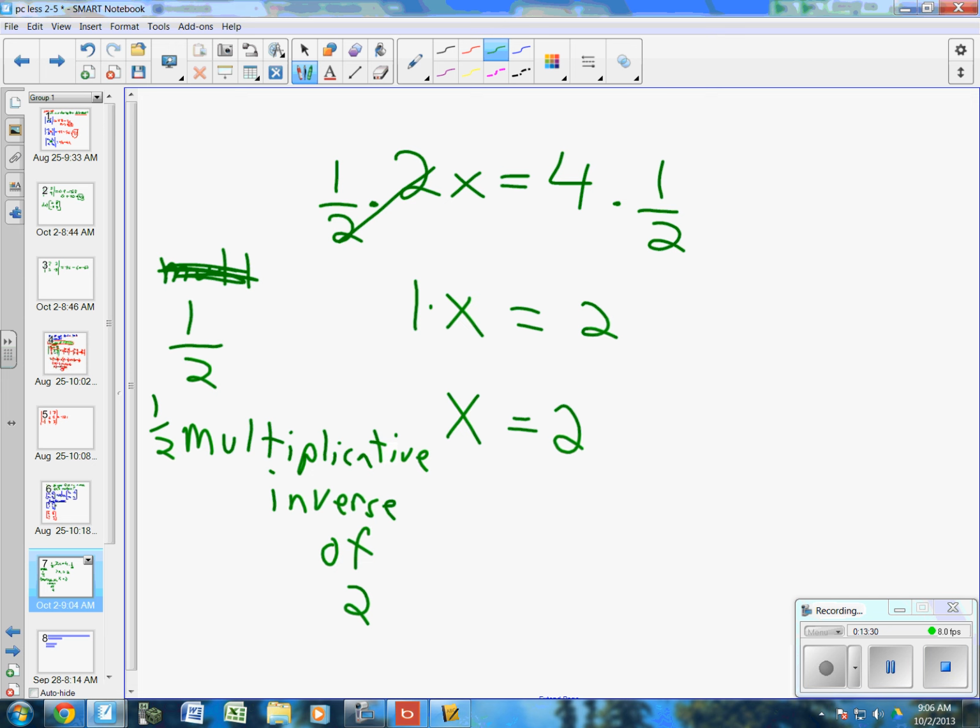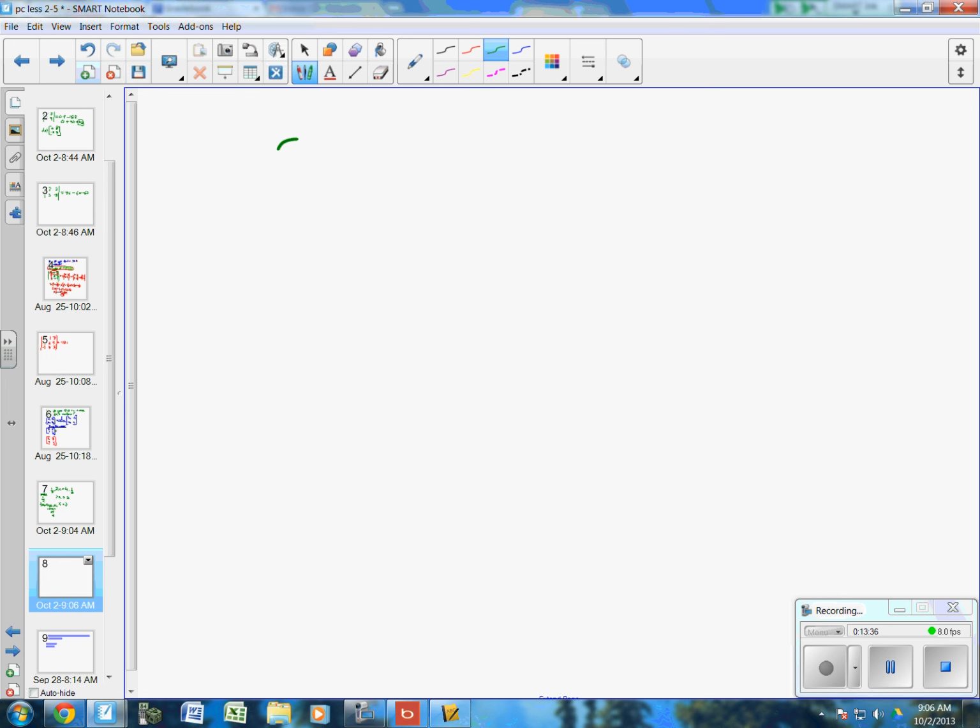Okay, now let's find the multiplicative inverse of 2/3. When you know, raise your hand. Don't say it out loud. Now think about it. It's the number I've got to times 2/3 by so that I get 1. What is the multiplicative inverse of 2/3? Raise your hand when you know.